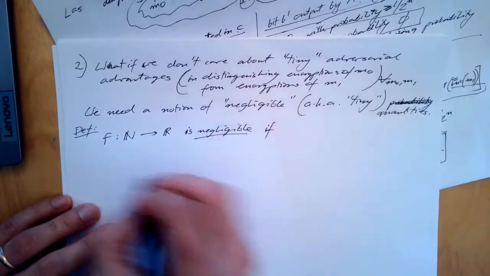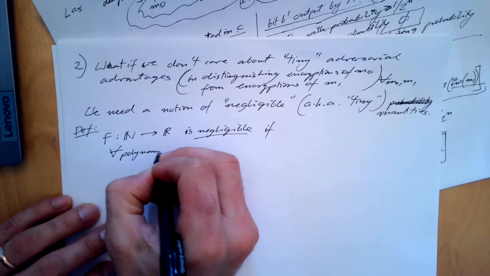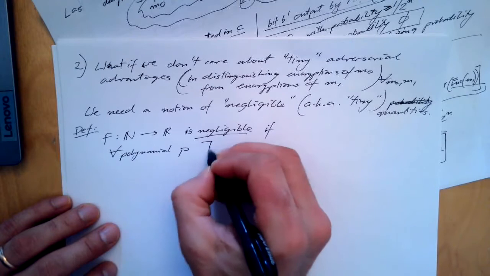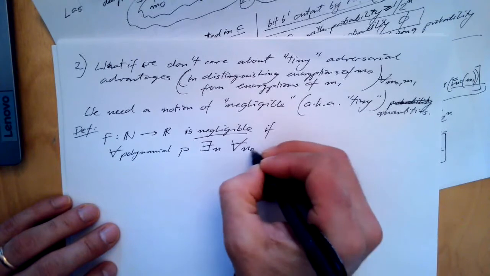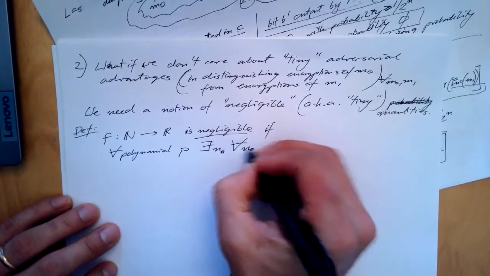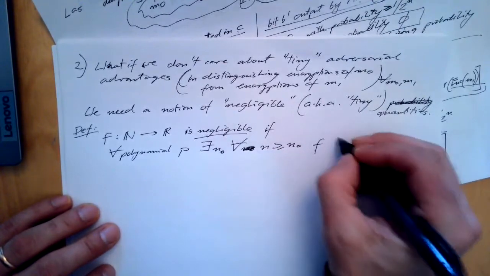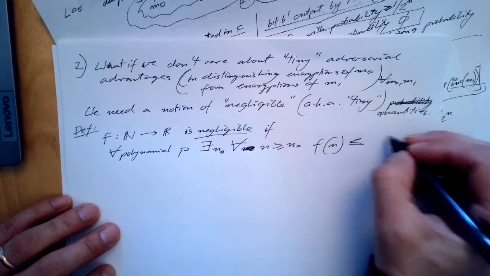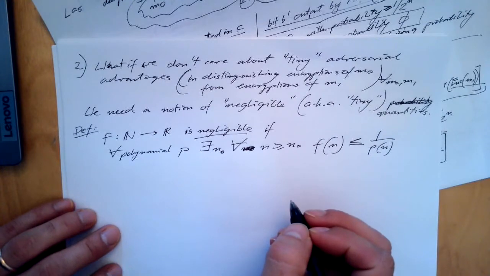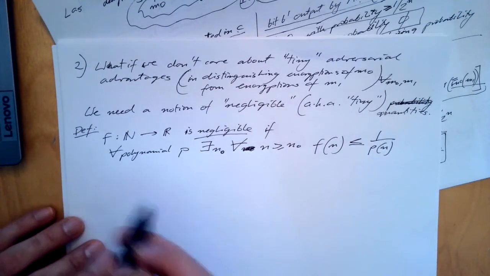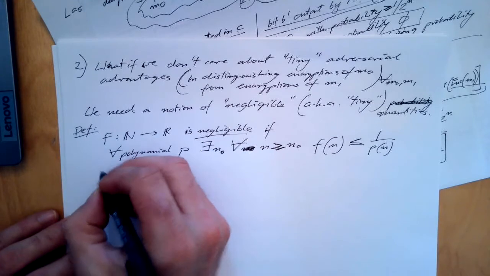if for every polynomial P, there exists a point such that for every point after that threshold point, the value of the function is upper bounded by 1 over the polynomial of n. What does this mean?